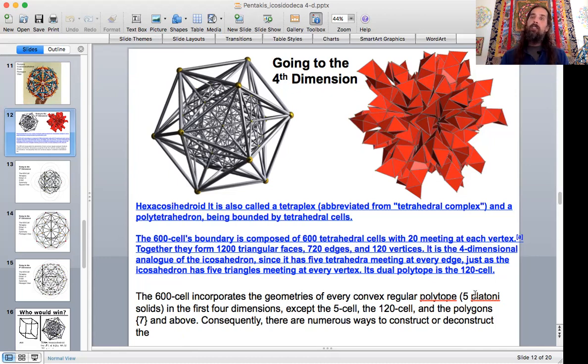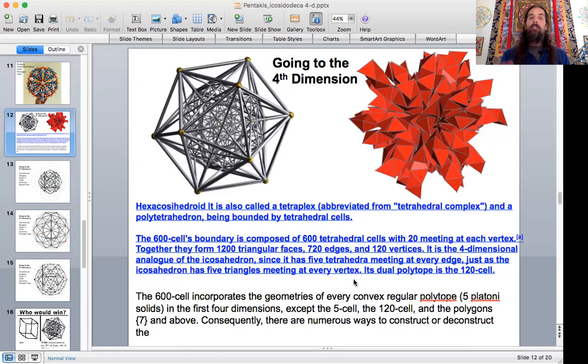And there are actually 6 platonic solids in the fourth dimension. There's another one called the 24 cell that this 600 cell has a relationship to as well. So this platonic solid in the fourth dimension, this is what it would be on the icosahedron. It's got 1,200 triangular faces, 720 edges, and 120 vertices. And 20 of these cells meet at each vertex.